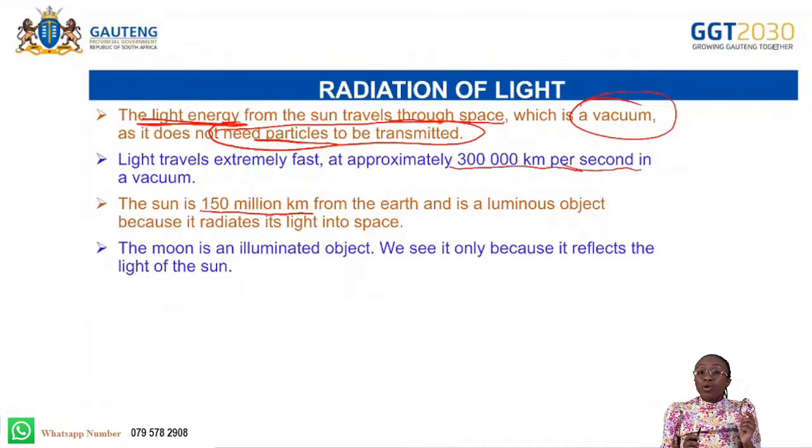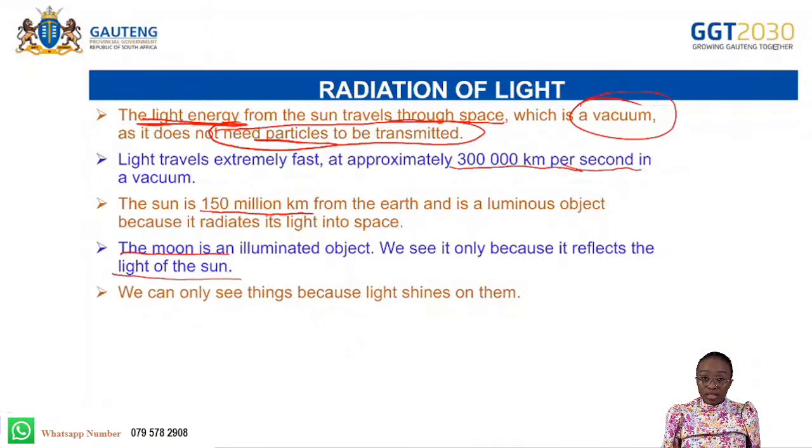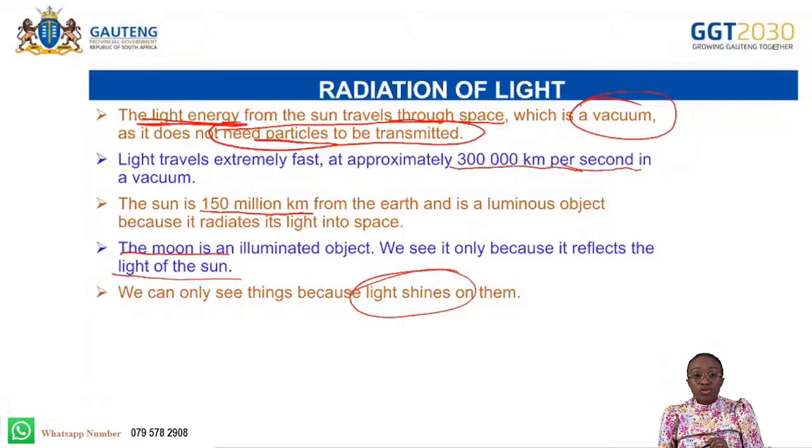Okay. Now, we also have another object up in the sky, and it is called the moon. The moon is not a luminous object. The moon is an illuminated object. We are able to see the moon because it reflects the light of the sun. So the moon is an illuminated object, which drives the point: we can only see illuminated objects because light shines on them. Those objects that do not emit light, we see them because light shines on them. That is how we are able to see them.